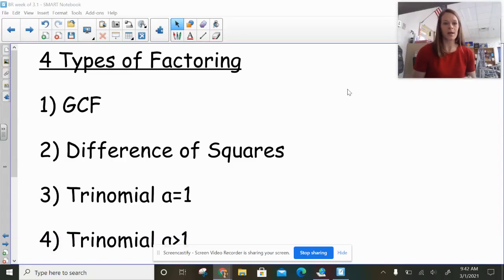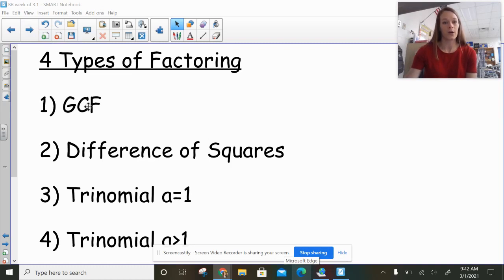So we are going to discuss the 4 types of factoring. You've seen these 4 types when you were in Algebra 1 in the 9th grade. You've also seen these 4 types in Algebra 2 in the 11th grade. And so for us to continue with the next unit, we need to discuss these types of factoring.